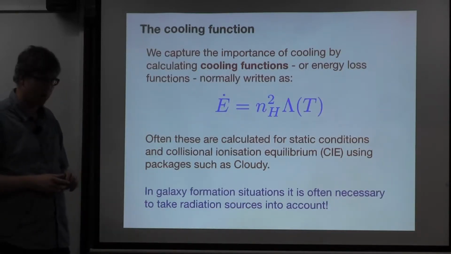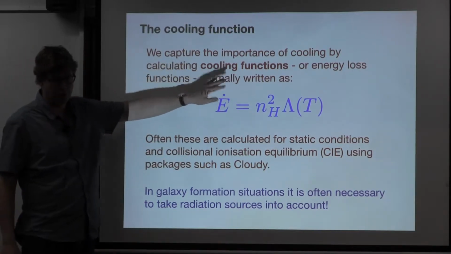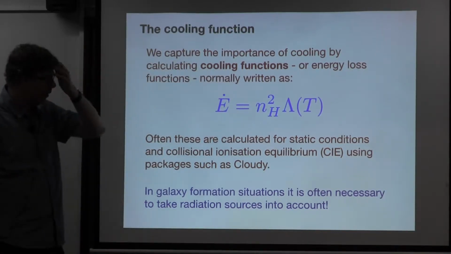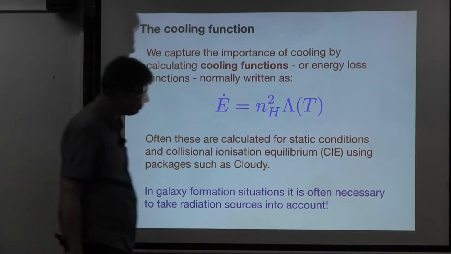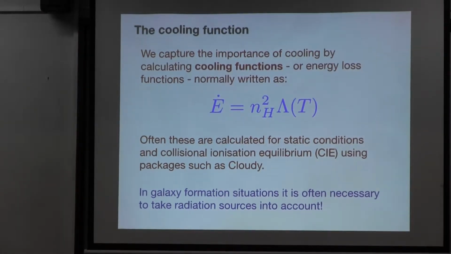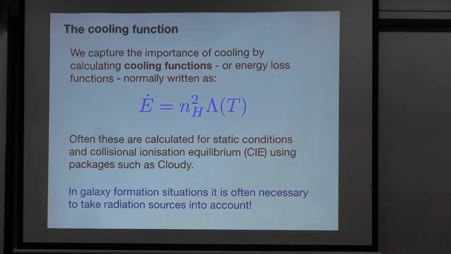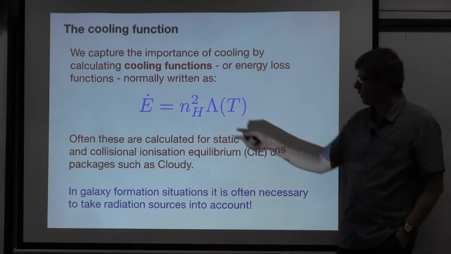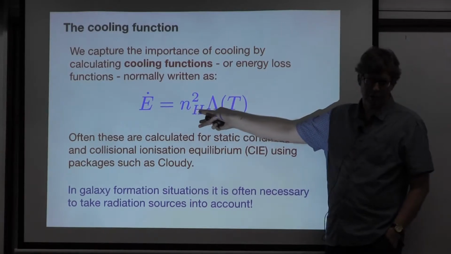The way it's encoded is in terms of cooling functions. We write the cooling functions in this way. Ė is the energy loss per time, so it's how much energy is lost from the gas. We relate that to the cooling function Lambda, and we typically take out the density squared on this side.